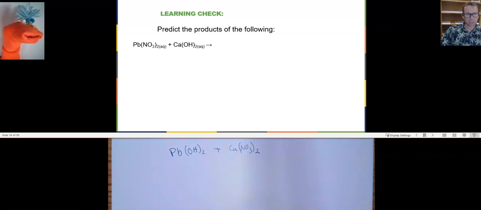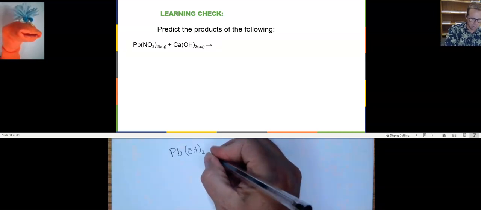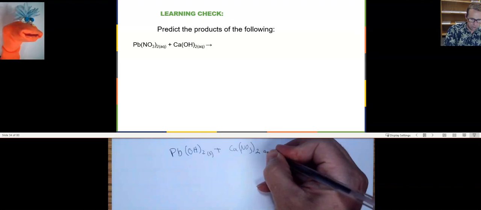Are either of those going to be insoluble? Look at my solubility rules here. Hydroxides are generally insoluble, and lead's not an exception. Okay, so this is going to be solid here, and this one is going to be aqueous.